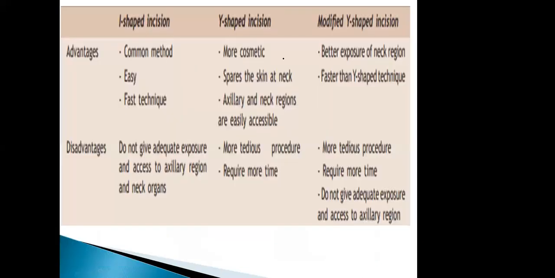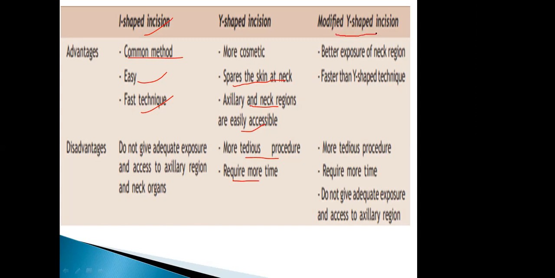Let's see the advantages and disadvantages of these three incisions. What is the common method of incision? It is the I-shaped incision. Why? It is an easy and fast technique. Then the Y-shaped incision is the most cosmetic, spares the skin of the neck, and the axillary and neck regions are easily accessible. The disadvantage is that it is a more tedious procedure and requires more time.